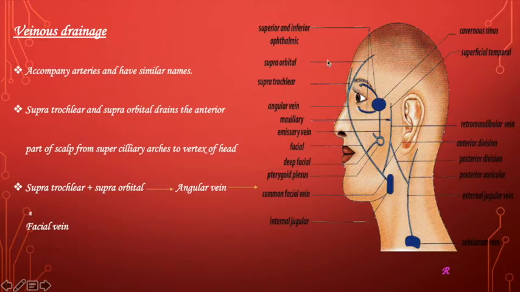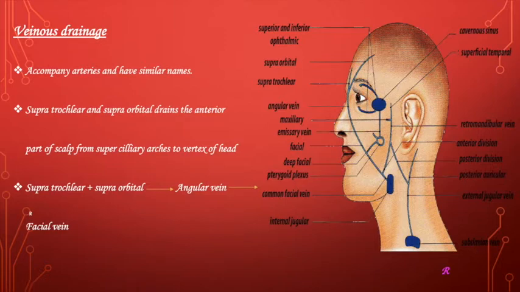Okay, so supraorbital and supratrochlear veins join at the medial angle of the eye and form the angular vein, which continues down as the facial vein. The supratrochlear and supraorbital veins drain the anterior part of the scalp, from the superciliary arches to the vertex of the head. So we are done with the supratrochlear and supraorbital veins.